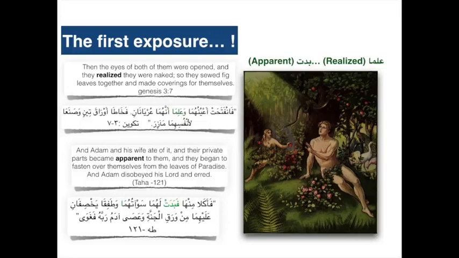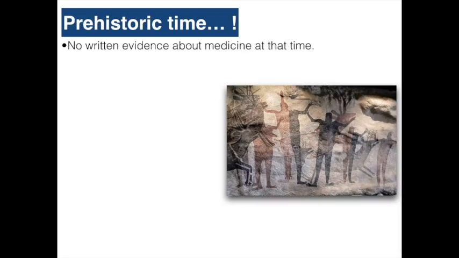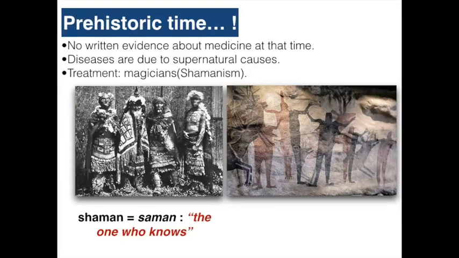After that, human beings started to gather in groups and tribes. And in prehistoric times, we found the early prehistoric man, and we have some drawings in the caves showing that they were living in groups and in families. In this time, we don't know exactly how medicine was practiced, but we can find some clues that diseases at that time were thought to be due to supernatural causes, forces, magic, something like that. And in these tribes, there was always a man. This man was called the shaman. And this was called the shamanism practice of medicine. Shamanism means the person who knows. He is a magician.